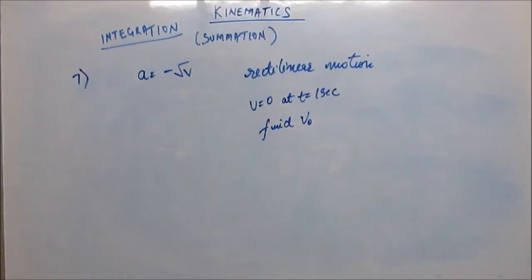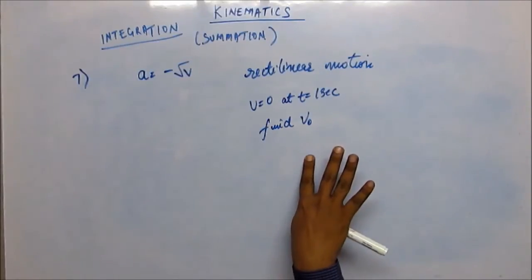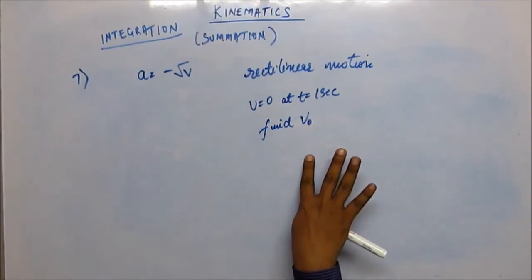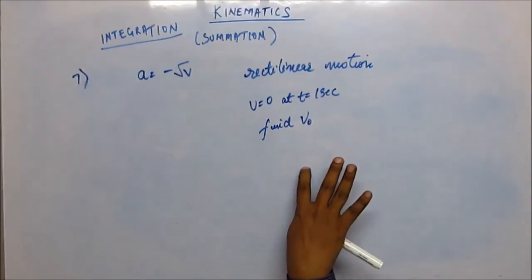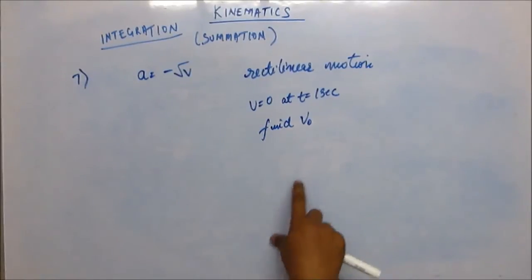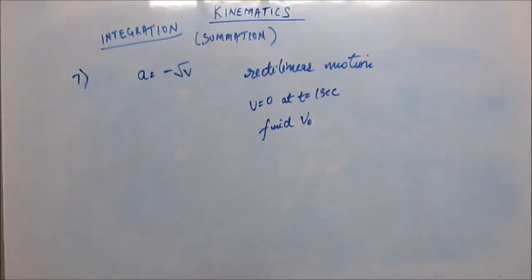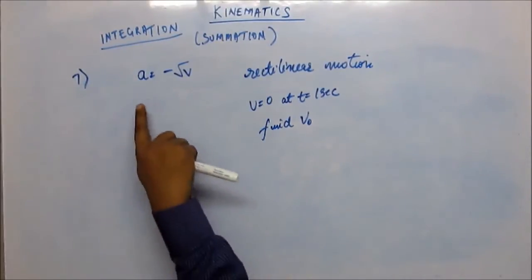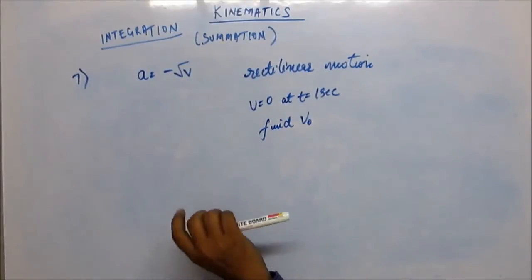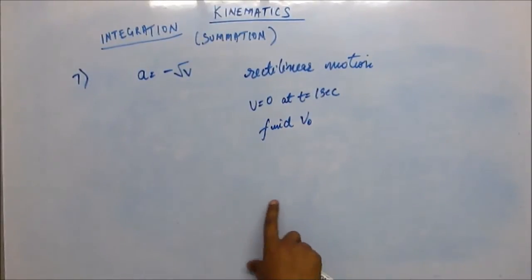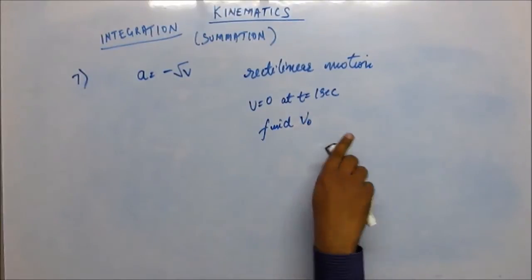So like we have been doing up till now, what we have to do is find the expression of velocity. From there we can get the initial velocity, final velocity, velocity at any time. So the idea is to get the expression of velocity. We have been given the expression of acceleration. We have to get the expression of velocity in terms of time.